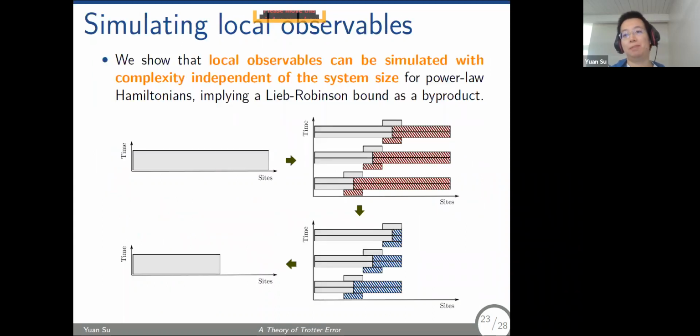So we have been talking about simulating evolutions in general, but if our task is not so general, say we only look at a local observable, then you can actually do something better. We are able to show that you can use product formulas to simulate local observables for power law interactions with a complexity that is independent of the system size. And this, as a side result, implies Lieb-Robinson bounds nearly matching the bounds developed by me and some other people.